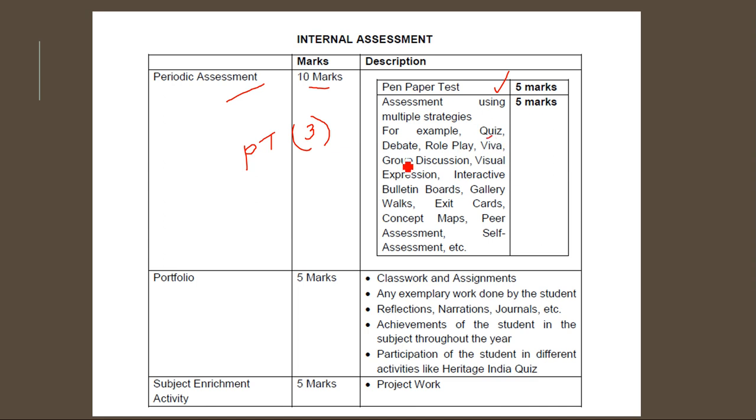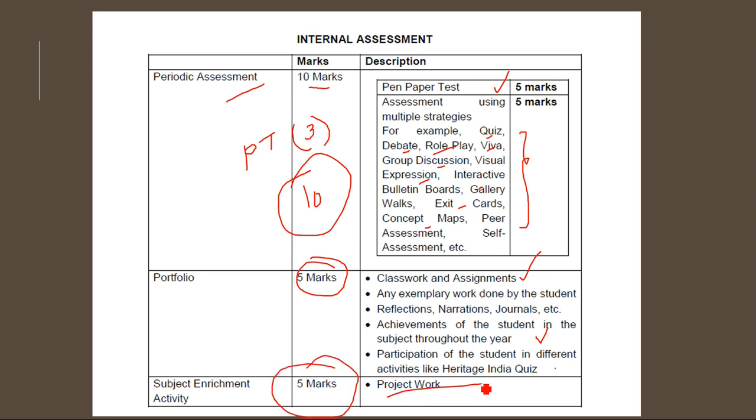The rest 5 is for quiz, debate, role play, viva, group discussion, interactive bulletin board, gallery, exit cards, concept maps, whatever we do. Remember, we did some of the techniques last year in 9th. So that is 10 marks. The rest 5 is for portfolio, the classwork and assignments, any exemplary work that you have done, achievements of the student in the subject throughout the year, participation in different activities like the Heritage India quiz or the Ek Bharat Shresth Bharat program. And subject enrichment activity, that is the project work, has 5 marks.